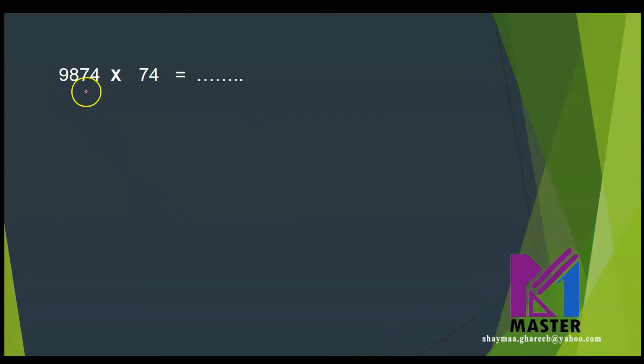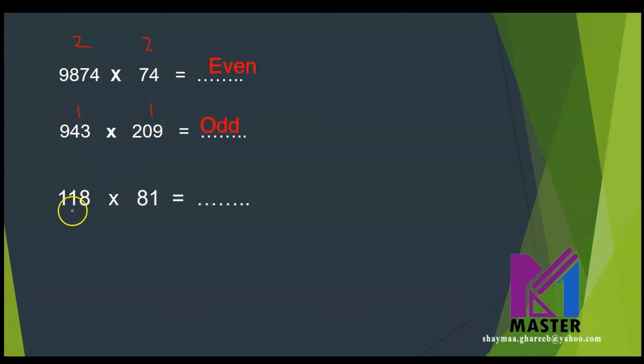Now I have two even numbers multiplied by each other. Shall I do the calculation to know the answer is even or odd? No. I will assume this is 2 and this is 2. 2 times 2, 4, and 4 is even. Now I have an odd number and an odd number. 1 times 1 equals 1, which is odd. Here I have even and odd. So 2 times 1 equals 2, which is even.